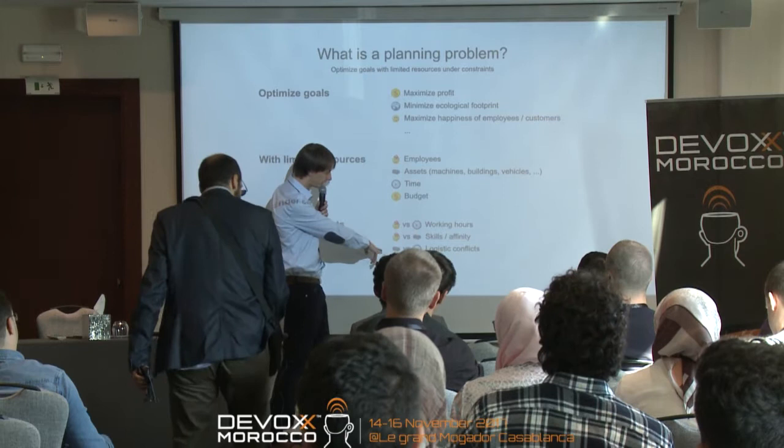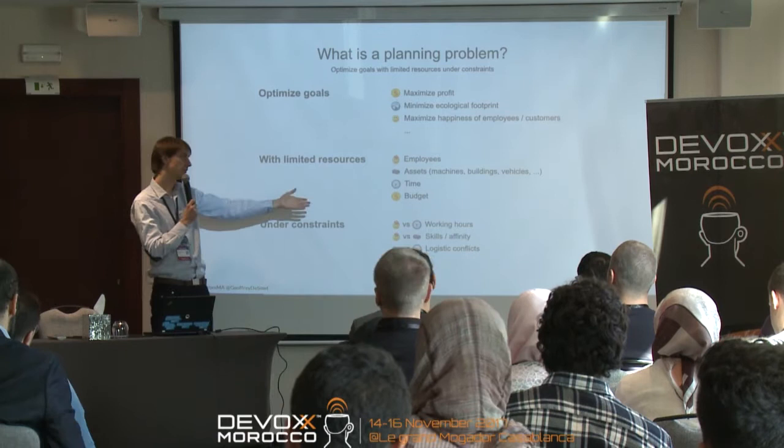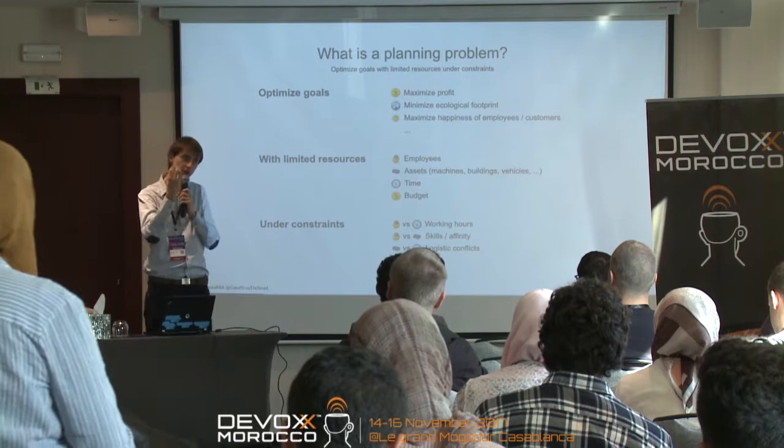Things like the logistic conflicts. If we send a vehicle in one direction, it's not going to be in the other direction, right? So we cannot send 30% of the vehicle to, let's say, Casablanca and 70% to Marrakesh, right? A vehicle is one unit, right?